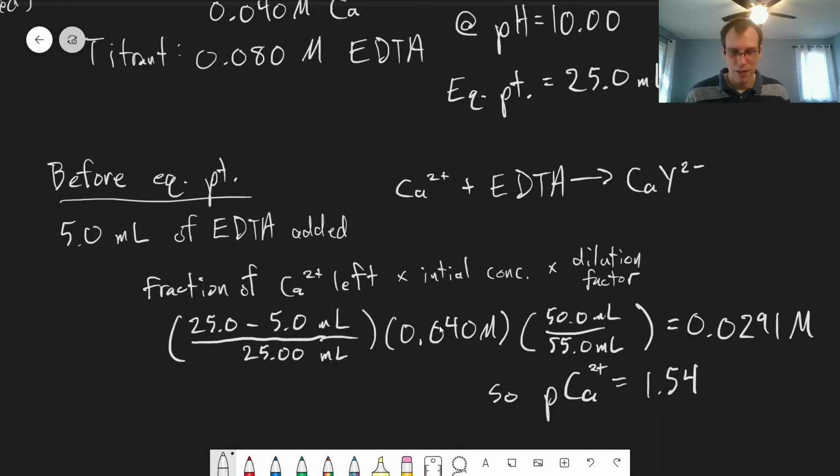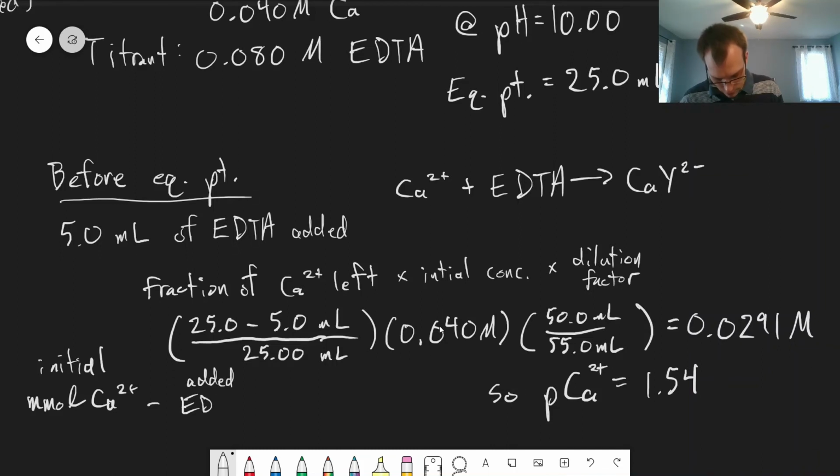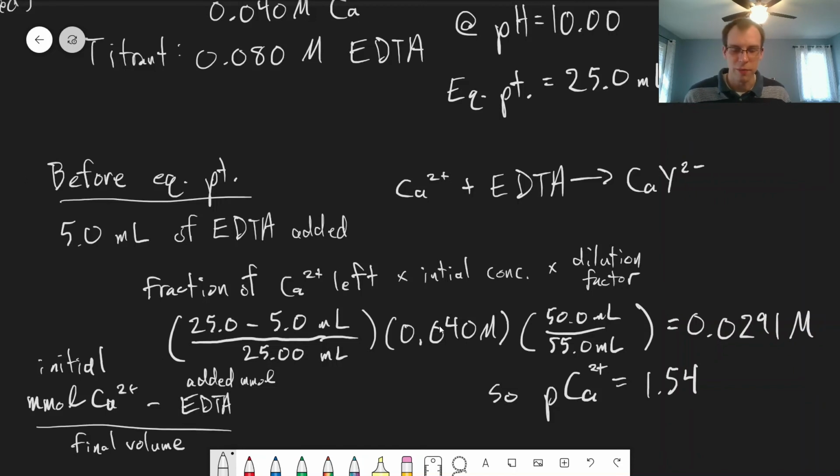Basically what's happening is this is just a different way of looking at our millimoles of calcium. So I should say initial millimoles of calcium minus our added millimoles of EDTA, divided by the final volume. Slightly different way of looking at things.